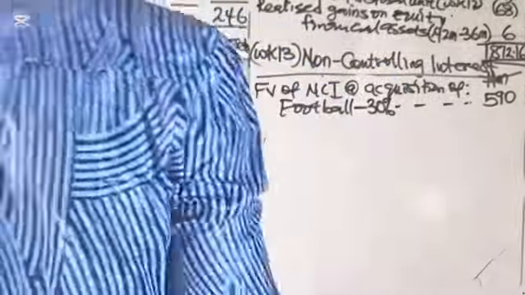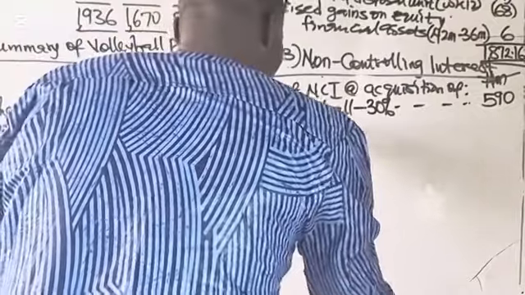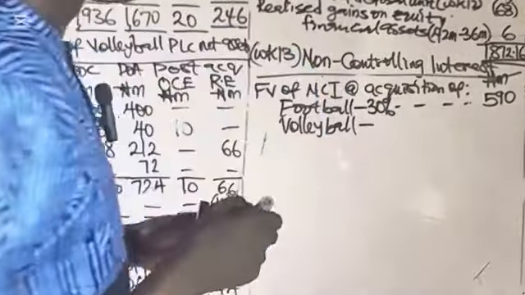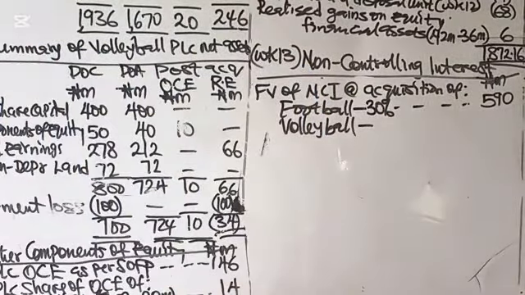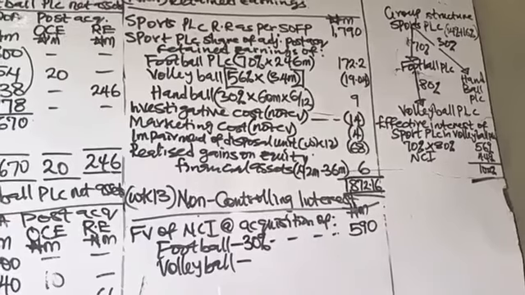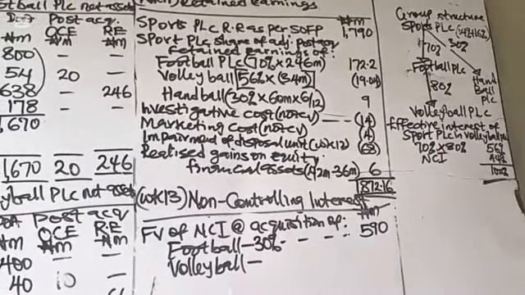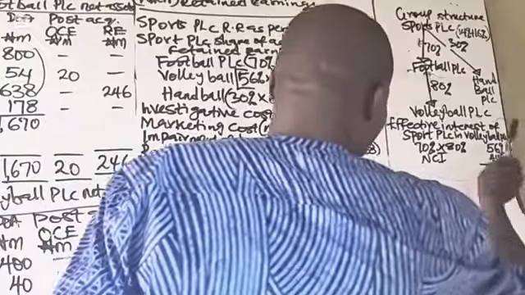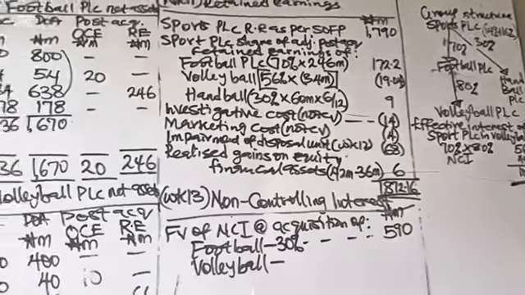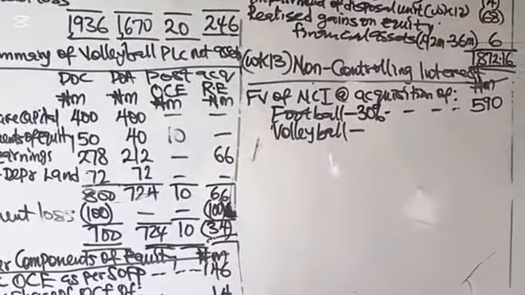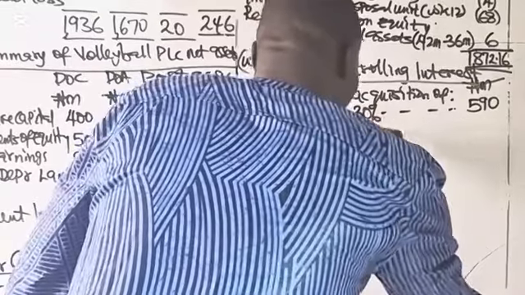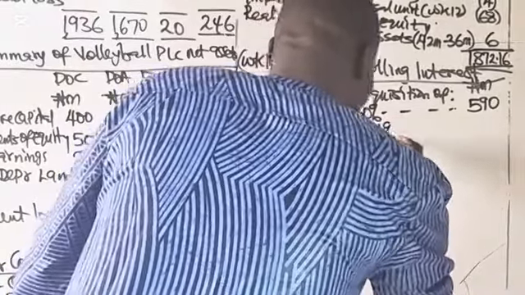Then, on acquisition of Volleyball PLC, remember, we have determined the effective interest on acquisition of Volleyball PLC, and we found NCI to be 44%. So we are looking for the fair value of 44% NCI.